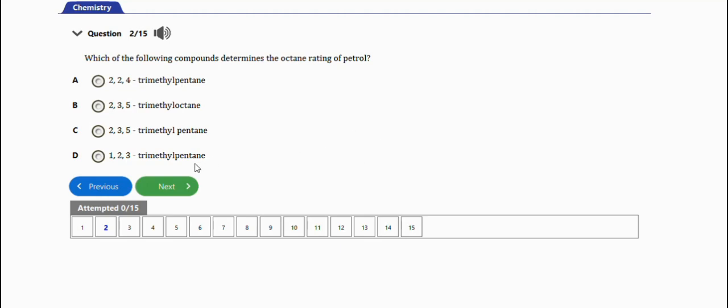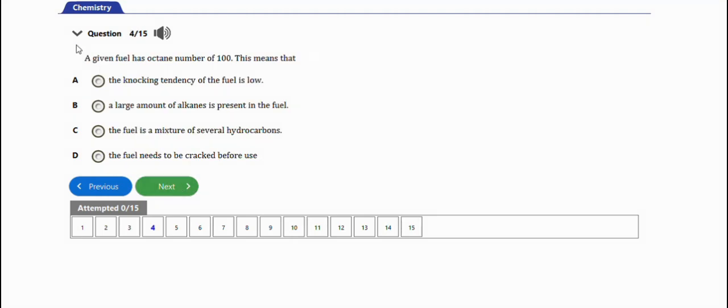The next repeated question is this one. It says, which of the following compounds determines the octane rating of petroleum? I think we have already answered the question. It is 2,2,4-trimethylpentane. Alright, so the next question says, a given fuel has an octane number of 100. This means that the knocking tendency of the fuel is low. Yes, so guys, that's the answer. Option A, the knocking tendency of the fuel is low. Very correct.